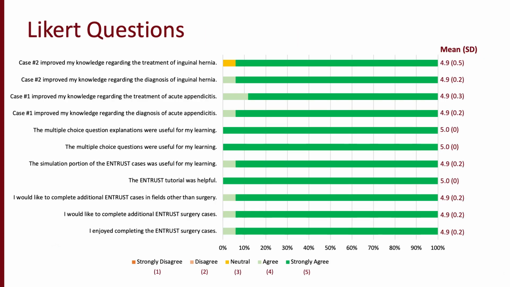Likert question responses are summarized here. Strongly agree is in dark green, agree in light green, and neutral is in yellow. Mean Likert scores and standard deviations for the individual questions are seen on the right. Results indicated a perceived educational benefit of ENTRUST and a desire for additional ENTRUST cases.